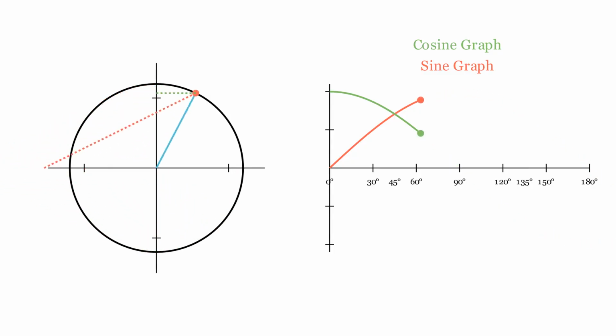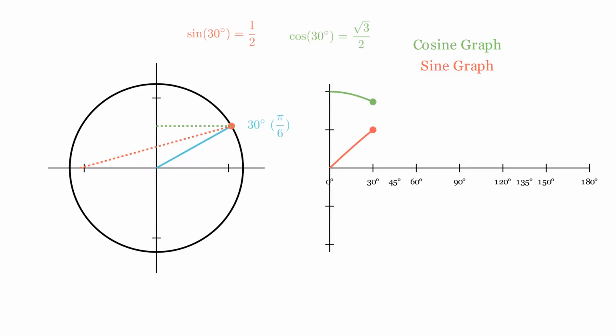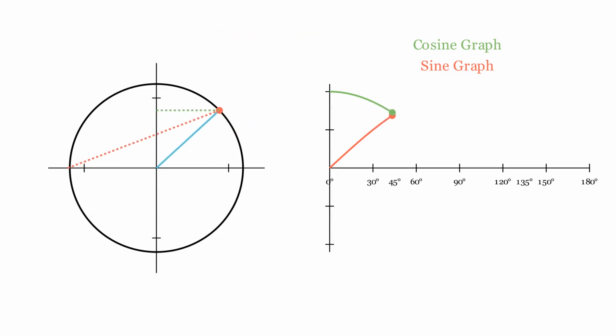At 0 degrees, sine is 0 and cosine is 1. At 30 degrees, sine is 1 by 2 and cosine is square root of 3 over 2. At 45 degrees, sine and cosine are equal to square root of 2 by 2.